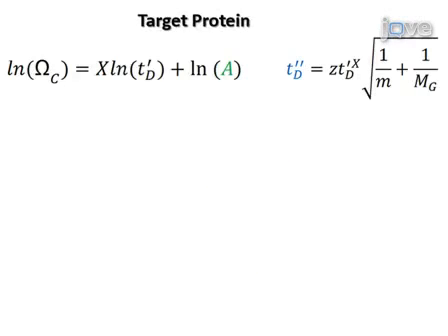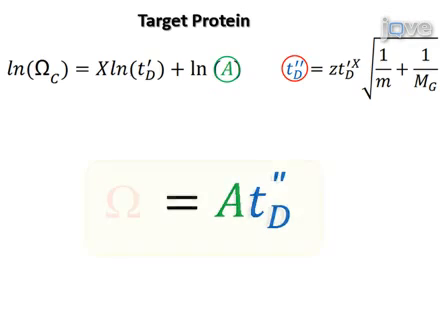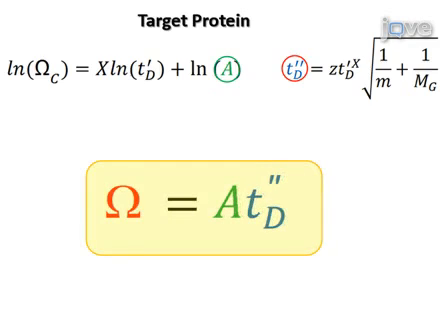Calculate omega of the target protein or protein complex using the fit determined constant A, where omega equals A T'D. Repeat these steps for each experimental condition. When defining the cross-sectional area of the unknown protein or protein complex, we recommend that each experiment be repeated at least 3 times, and the standard deviation of these triplicate measurements determined.